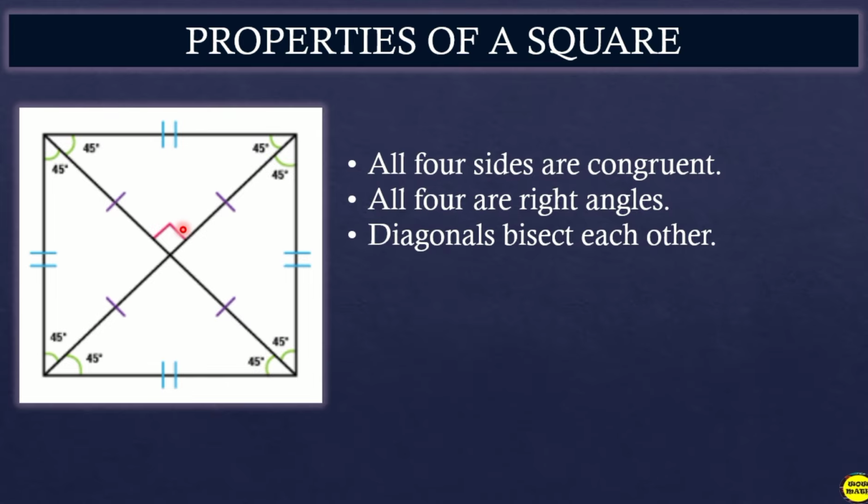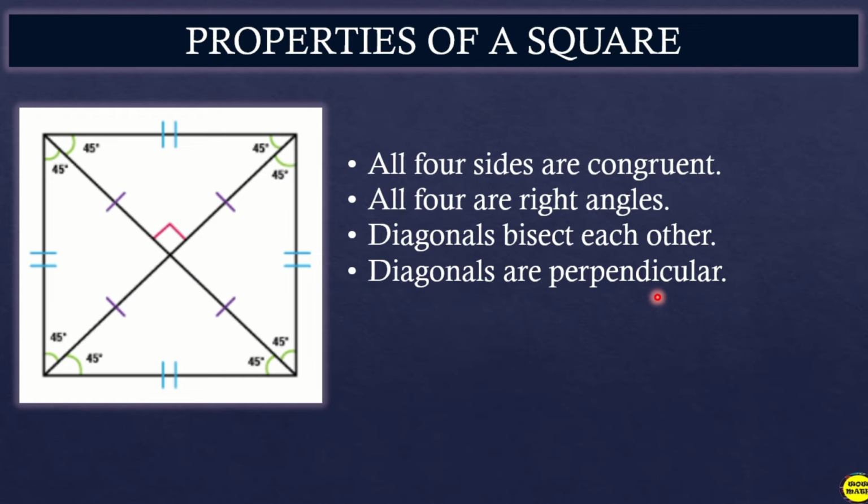Makikita natin na malalaman natin mamaya na ang diagonals din ng square are congruent. Also, diagonals are perpendicular. Yung diagonals ng square ay perpendicular. Pag sinabi natin perpendicular, it forms a right angle. Makikita natin dito, kapag itong dalawang diagonals natin are perpendicular, makakabuo tayo ng right angle dito. Lahat ng ito, itong angle nito, saka ito, ang measures niyan ay 90 degrees.